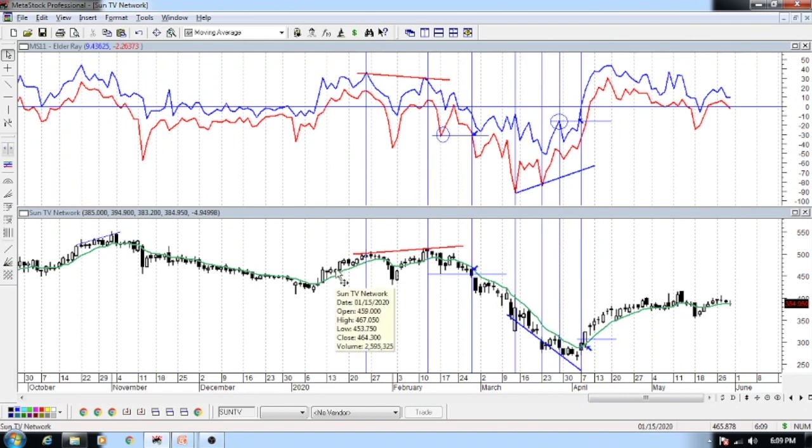So basically these are the simple rules that we can use in our trading, and I am using MetaStock 11 software to plot this chart and all.